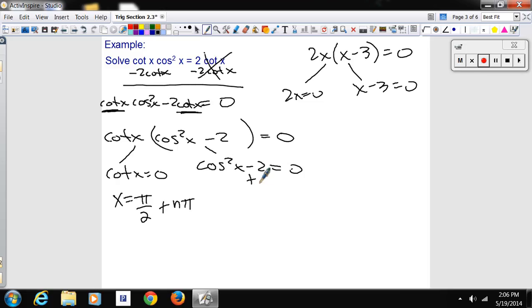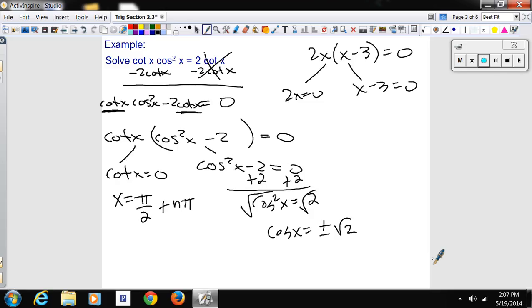Add 2 to both sides. So you get cosine squared equals 2, but I don't want cosine squared. I just want cosine, so I got to square root it. So I get cosine of x equals plus or minus radical 2. Where is the cosine a plus or a minus radical 2? Keep in mind, radical 2 is 1.4 something.